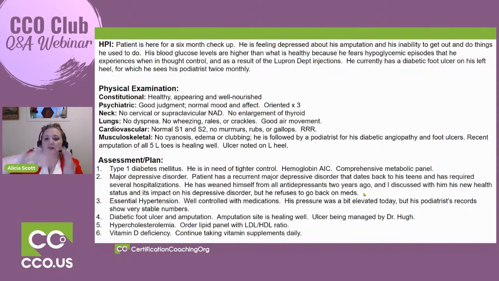But if there was a complication and the wound wasn't healing where they recently did the amputation, that's a different code. But the foot ulcer at the heel is different than having that where the amputation occurred, even though it's really close. Then hypercholesterolemia, he is going to do a lipid panel, and the vitamin D deficiency, they've obviously got him on supplements.